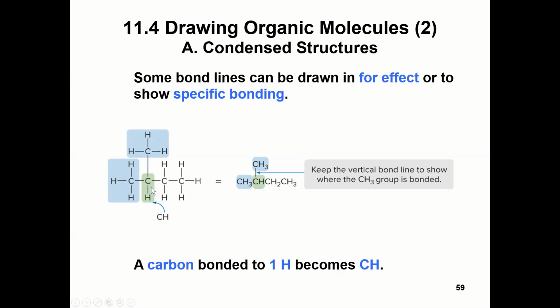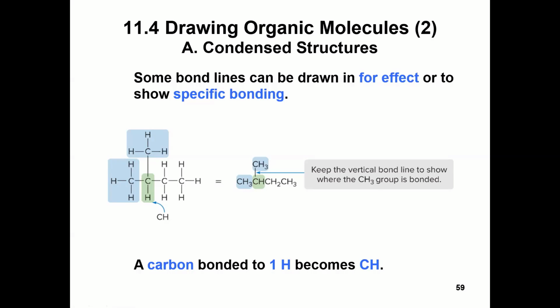It's bonded to 1 hydrogen, and it's bonded to a branched CH3 group. And then, of course, it's bonded to the CH2 group here, which is finally bonded to another CH3 group at the end. So a carbon bonded to 1 hydrogen is denoted as CH. So in these condensed formulas, think of these units.